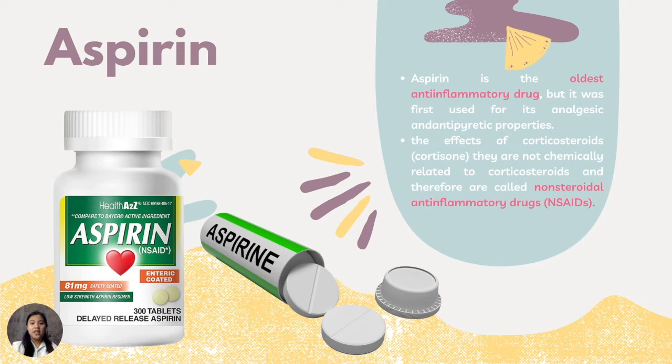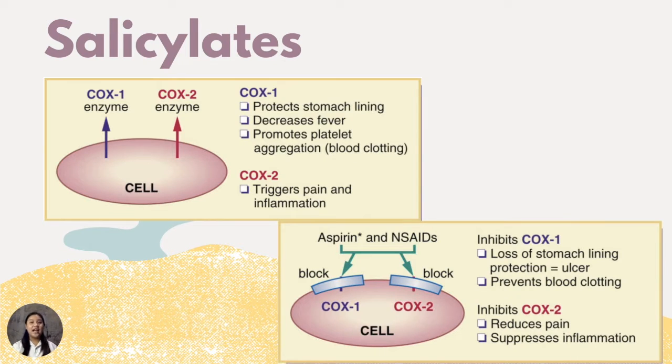So this is aspirin. Aspirin is the oldest anti-inflammatory drug, but was first used for its analgesic and antipyretic properties. Although these drugs have a potent anti-inflammatory effect that mimics the effect of corticosteroids or steroids, they are not chemically related to corticosteroids and therefore are called non-steroidal anti-inflammatory drugs or NSAIDs. Most NSAIDs are used to decrease inflammation and pain for patients who have some type of musculoskeletal condition. Aspirin and other NSAIDs relieve pain by inhibiting the COX enzyme, which is needed for the biosynthesis of prostaglandin.